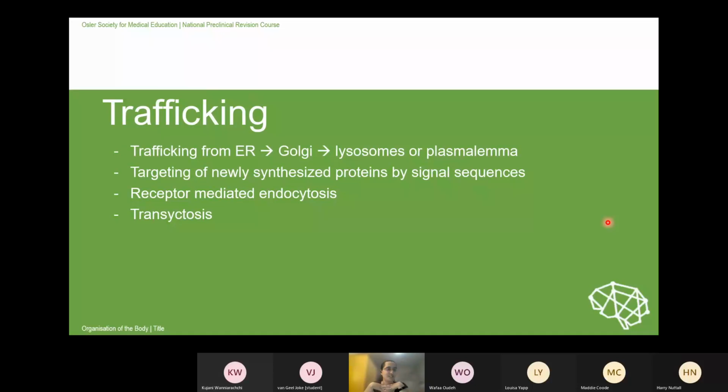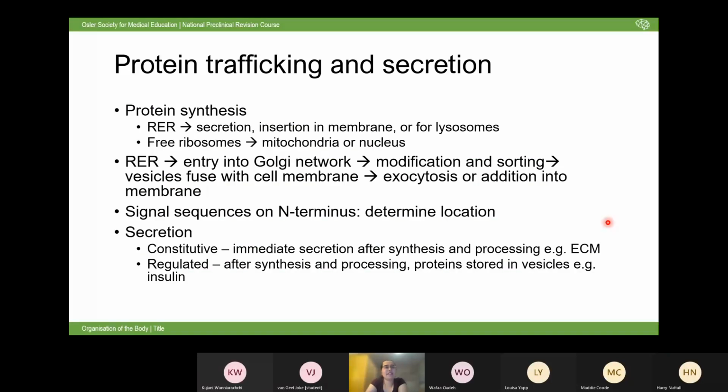And we're now going to move on to trafficking, which is the word for transport within cells, essentially. So as a general rule, in terms of protein synthesis, the ribosomes on the rough endoplasmic reticulum are where the proteins destined to be either inserted in the membrane, secreted out of the membrane, or moved into lysosomes are produced, whereas proteins that are destined for the mitochondria or the nucleus are produced in free ribosomes.